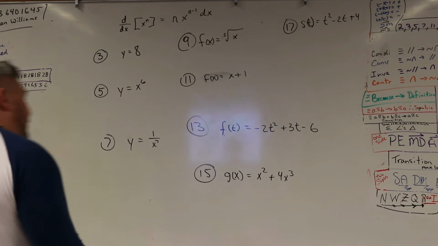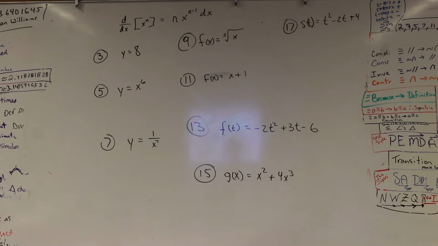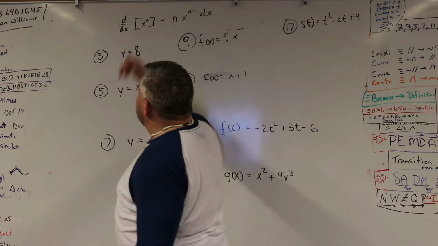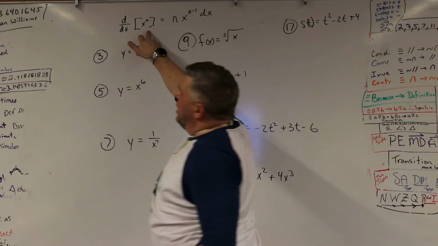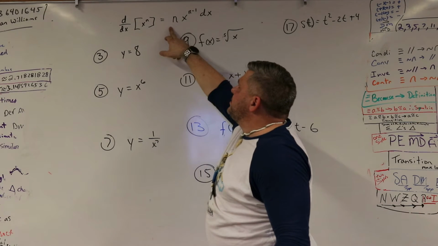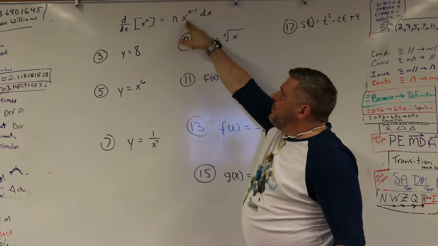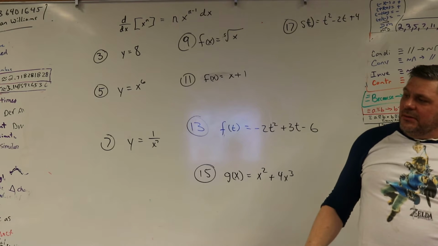Calculus 101. The start. This is the biggest problem that we've been doing since basically Algebra 1. I've taught this to you, okay? And it is the power rule, right? And the power rule is really simple, okay? It looks complicated. d/dx of x to the n is equal to n times x to the power of n minus 1 dx.